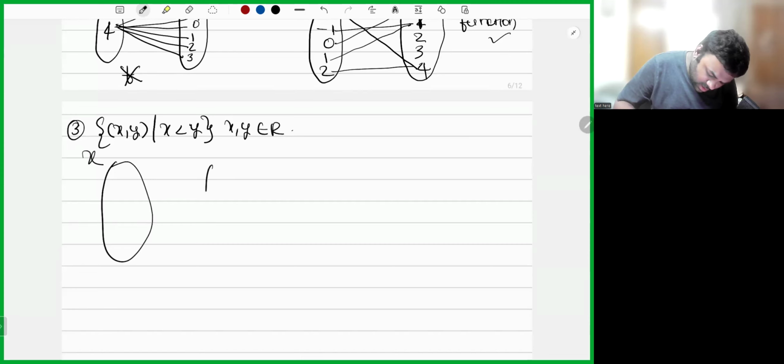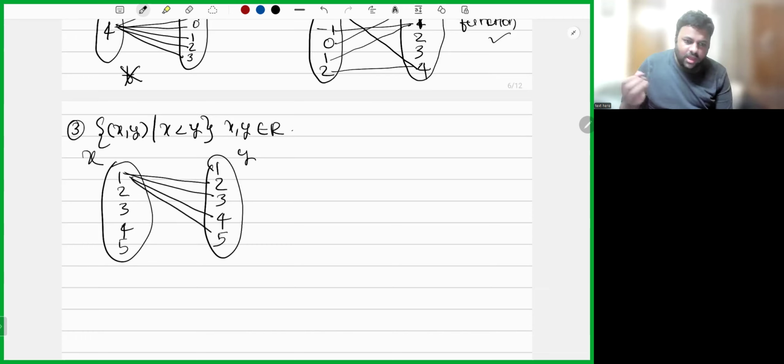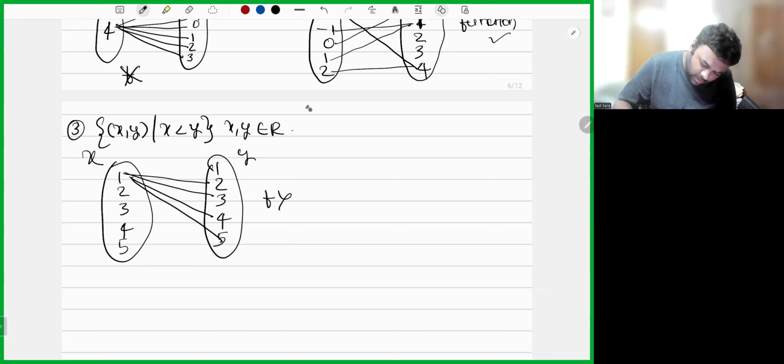x, y. 1, 2, 3, 4, 5. 1, 2, 3, 4, 5. Sir, 1 is less than 2, 1 is less than 3, 1 is less than 4, 1 is less than 5. Only one arrow should pass, but multiple arrows are passing. So it's not a function. Next, point number 4.